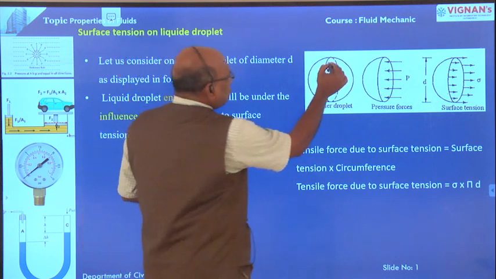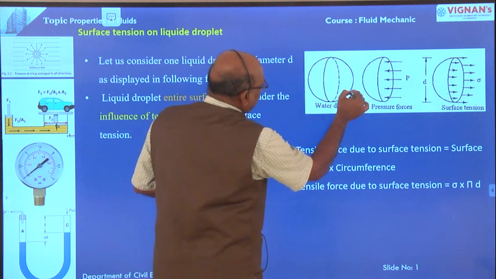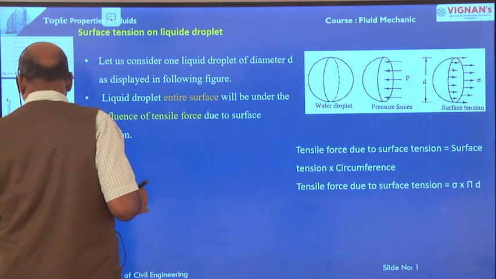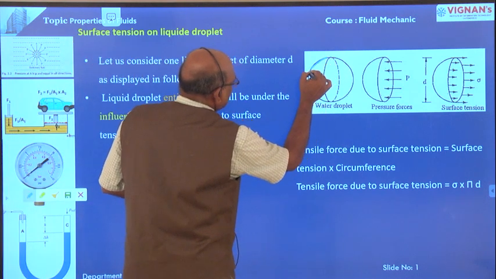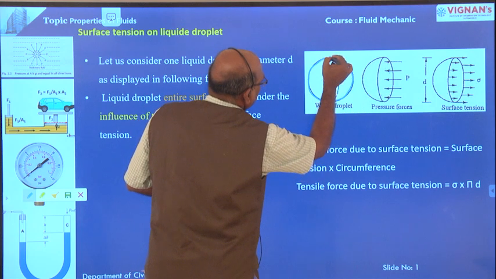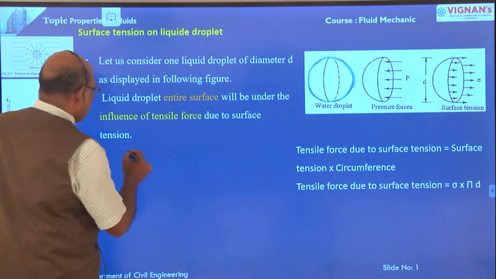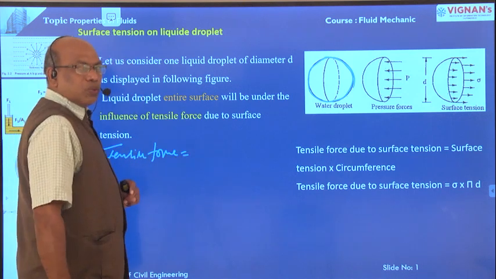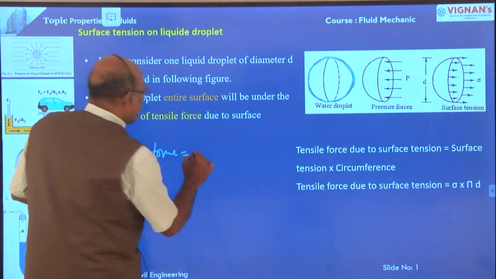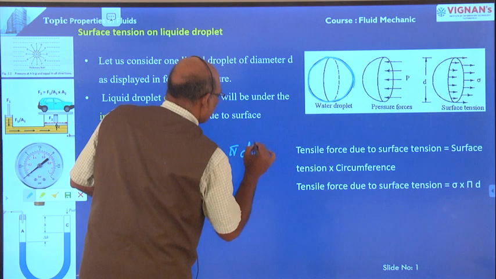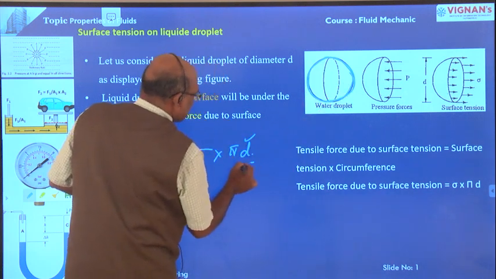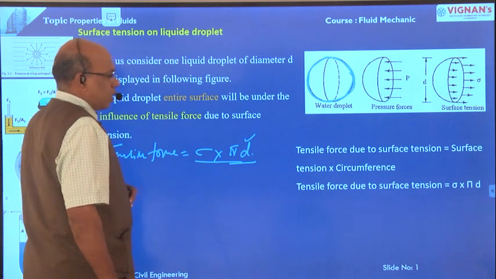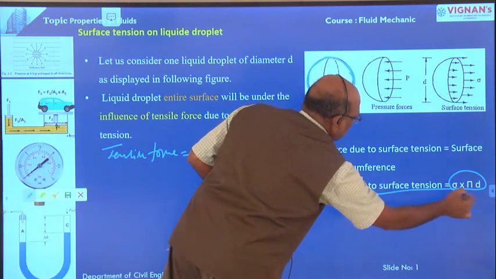Now here the tensile force is acting on the circumference or outer side of the water droplet. Therefore tensile force is acting on this entire surface, that is the circumference of the water droplet. Therefore tensile force is equal to surface tension stress, that is sigma into pi d. D is the diameter of the water droplet, pi d is the circumference of the droplet. Therefore this is the tensile force. Now the tensile force due to surface tension is equal to sigma into pi d, right?